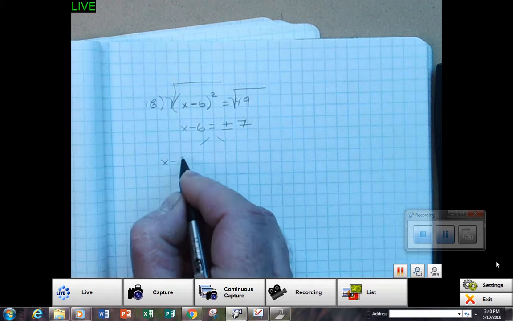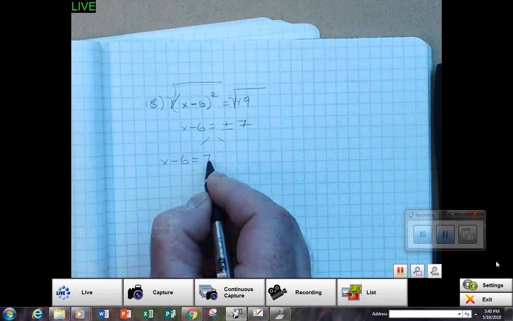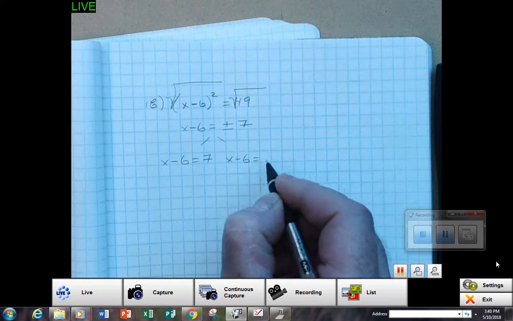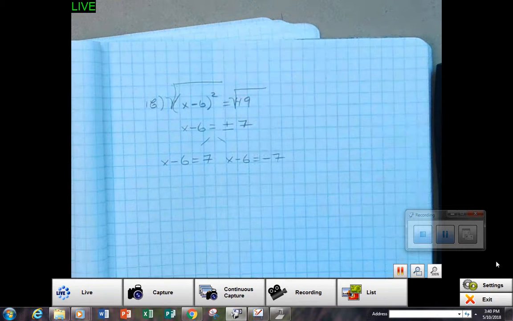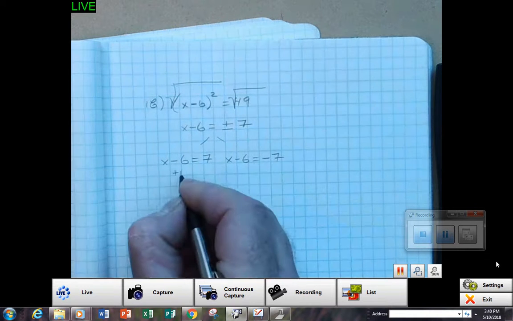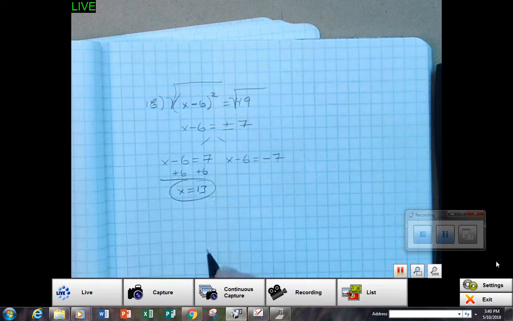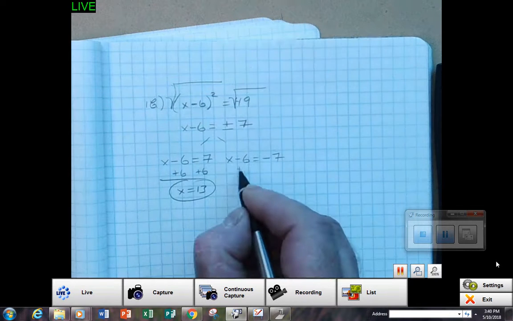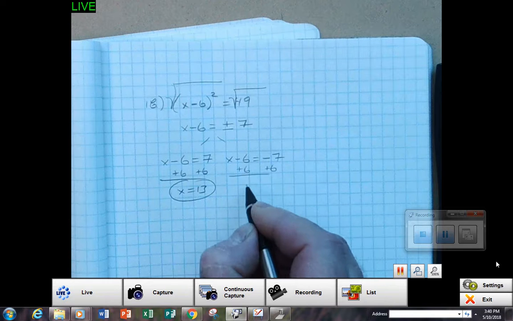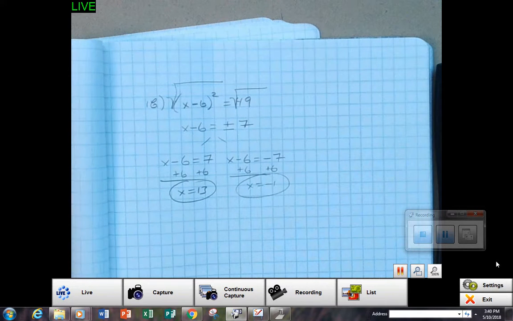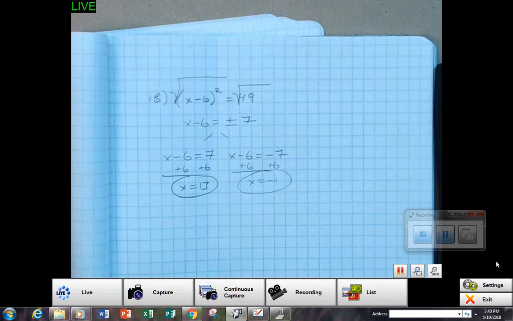One answer comes from solving x − 6 = 7. The other one comes from solving x − 6 = −7. So for one of them I'm going to add 6, and that gives me x = 13. For the other one I'm going to add 6, and that gives me x = −1. Those are both my answers. So 13 and −1.